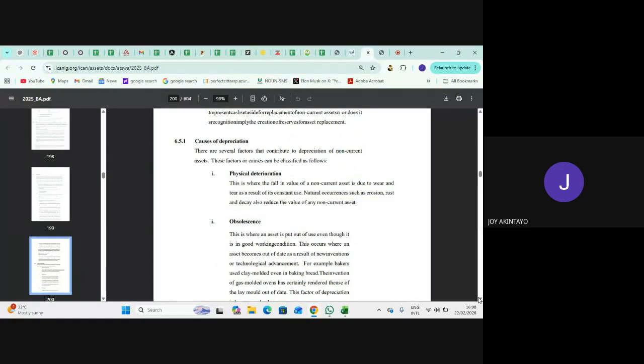Then what are those things that can lead to depreciation? Now we have some things that can lead us to depreciation. One is physical deterioration. This is where a fall in value of an asset is due to wear and tear as a result of its constant use.